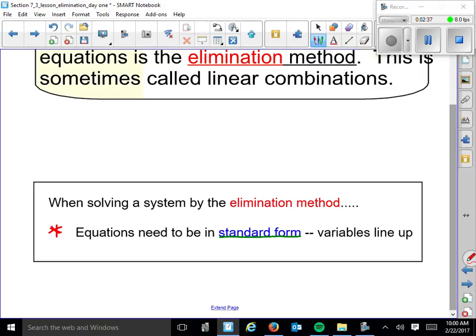The reason why is that the variables must line up because we work with both equations simultaneously. We work with the equations at the same time.